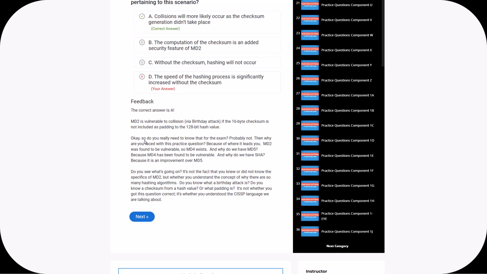Oh, look what else I wrote. I wrote, do you really need to know that for the exam? Probably not. Then why are you faced with this practice question? Because of where it leads you.